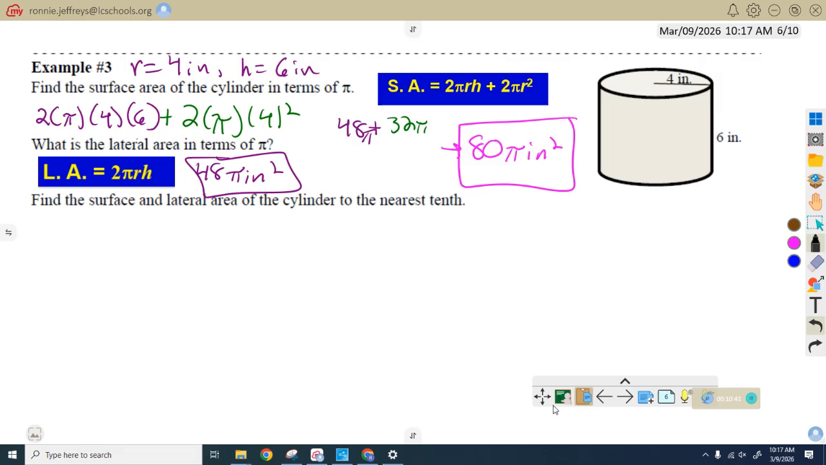All right, so any questions? Now, finding this and rounding to the nearest tenth, we're not going to do that. We're just going to leave it in terms of pi. It's easier that way. It's actually the preferred method.